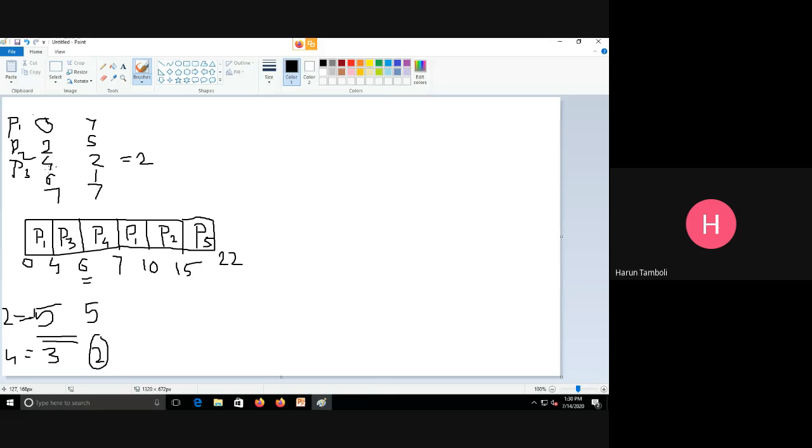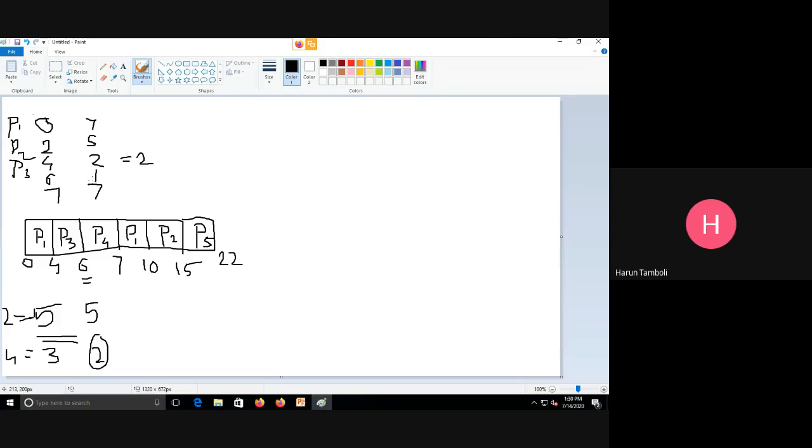So P3 started at 4, and after 6 seconds it completed execution. Okay, now after P3 completes execution at 6 seconds, a new process comes, that is P4, having burst time 1.